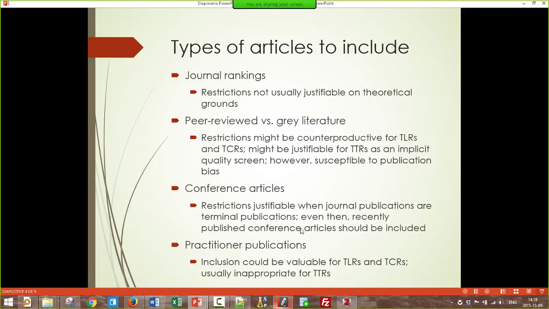So these are considerations in whether to include conference articles or not. In general, I recommend try your best to do that.